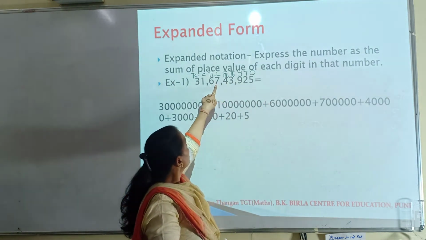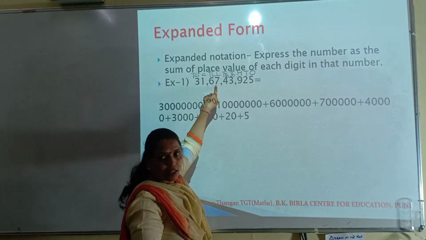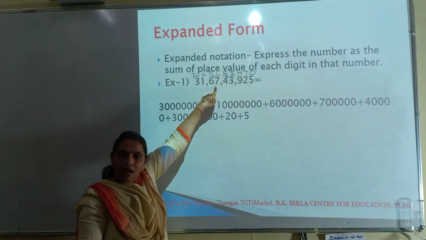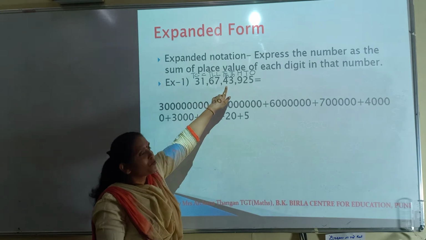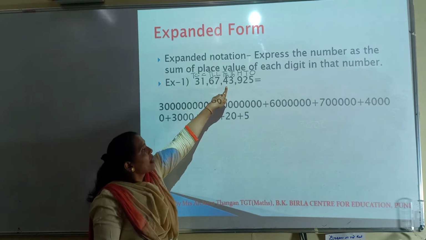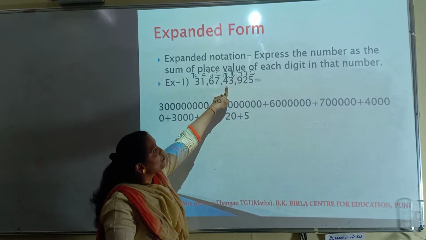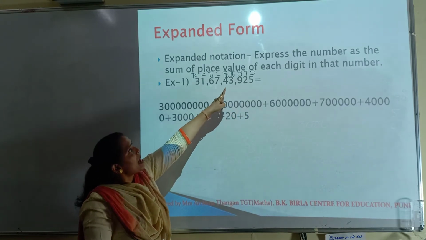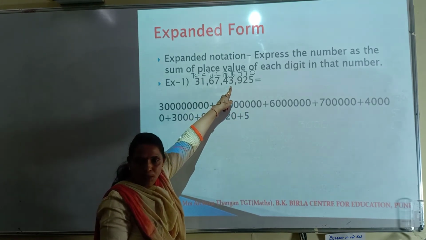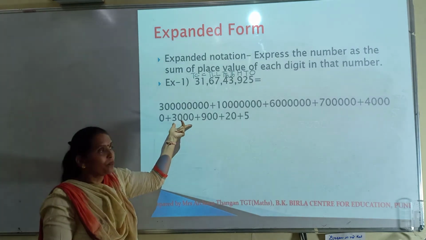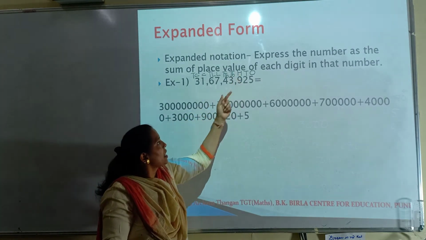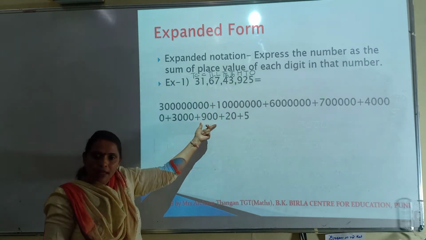Next, we have a 7. 7 is in lakhs place, its place value is 7 lakh. After that, 4 is on ten thousands place, so it is 40,000. After that, we have a 3. 3 is on thousands place, its place value is 3,000. 9 is in hundreds place, its place value is 900.